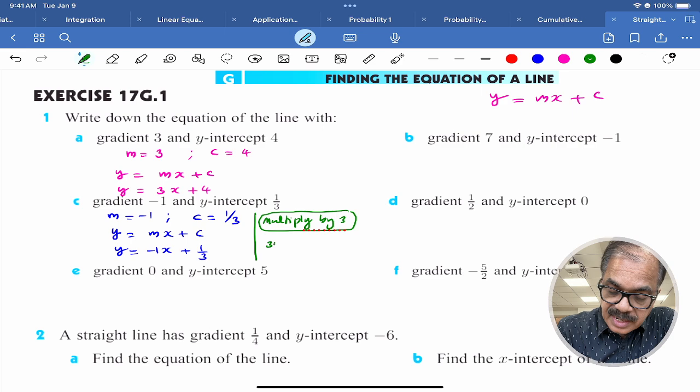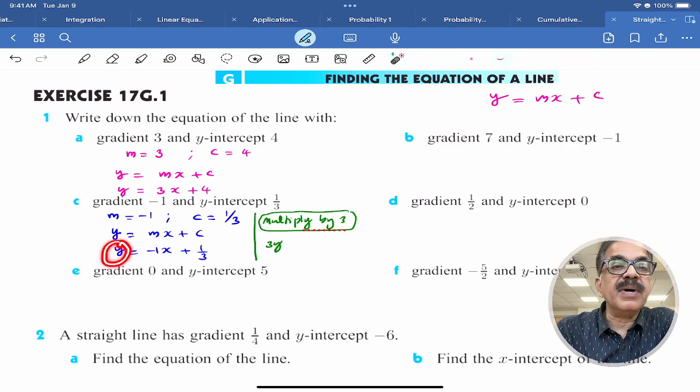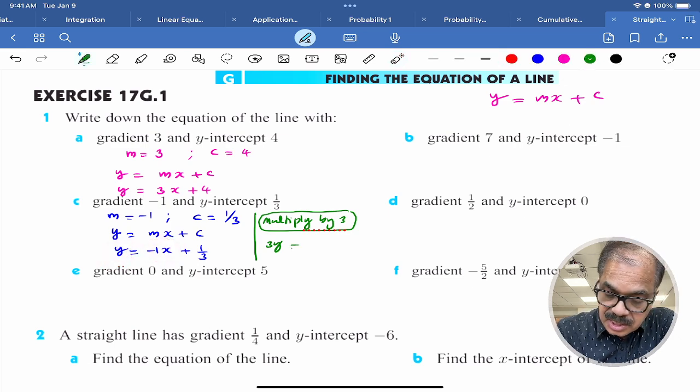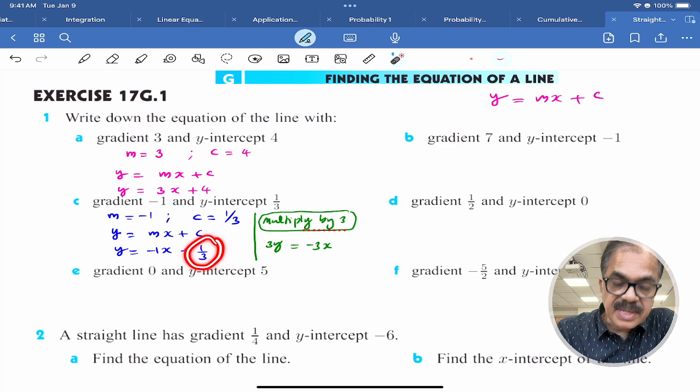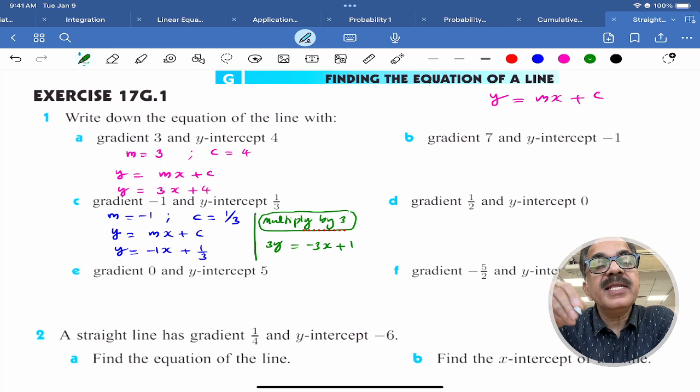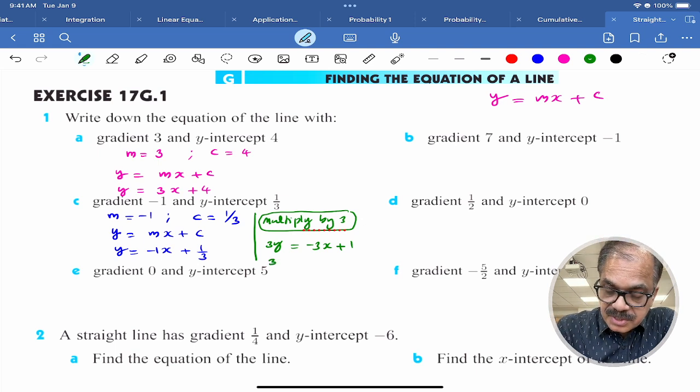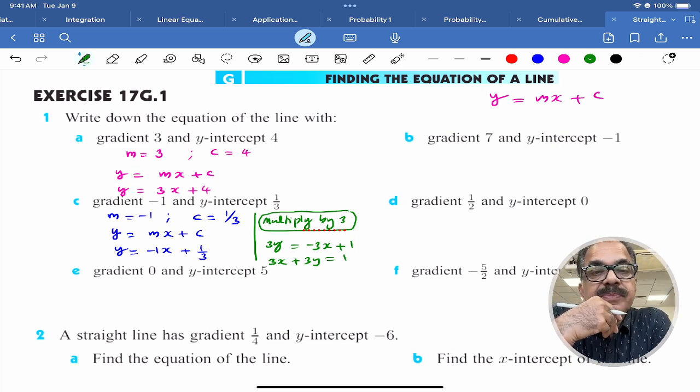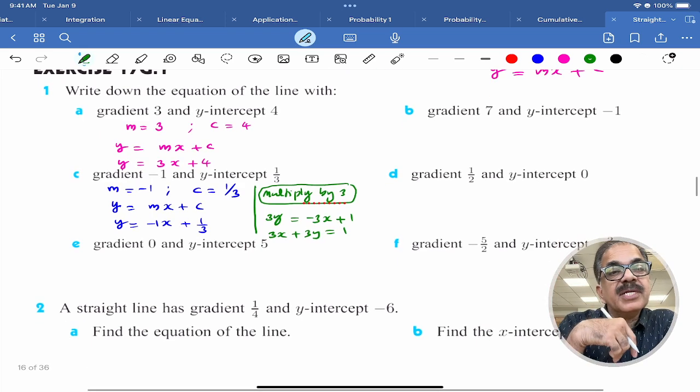So that's going to give me 3y on the left side because I am multiplying this by 3. Then I multiply the second term, minus x, by 3, which will give me minus 3x. And the last term, 1 by 3, I multiply by 3, which will give me just plus 1. That's if you want to write it in general form. But we say in the general form, it should look like ax plus by is equal to c. So I shift it to the left side, so I get 3x plus 3y is equal to 1 as the equation. All right.